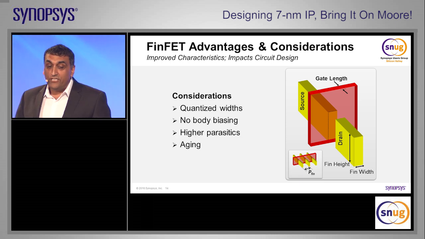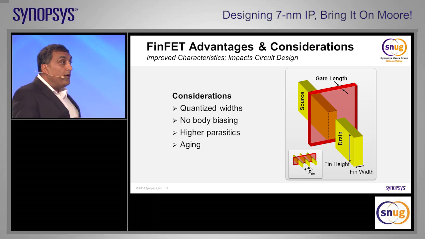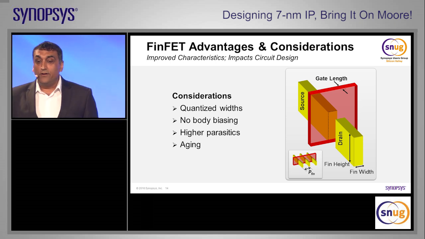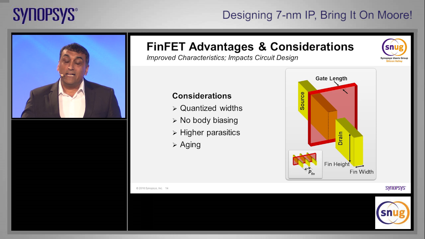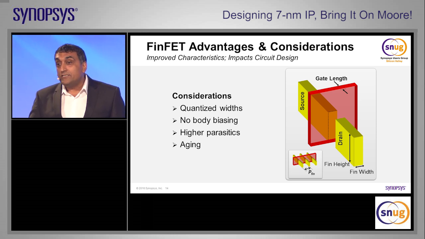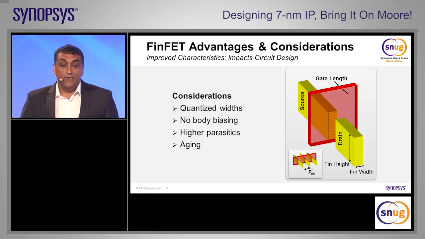There were some considerations of FinFET devices. There was a change in the way you do design work. These considerations included the quantized widths and channel lengths. Body biasing, if you were using that in your memory designs, became totally ineffective. You got more parasitics. You had a 3D structure that changed the way you understood the parasitics.